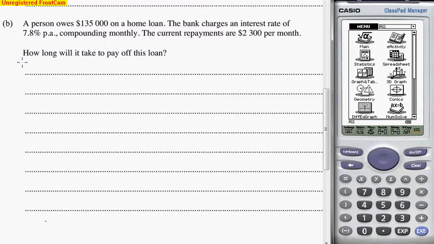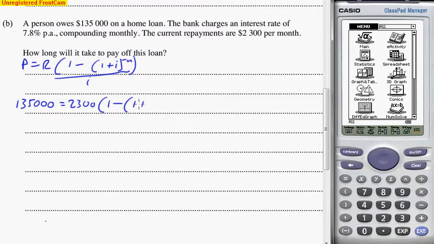Here we go. Firstly, let's use the annuity in arrears equation, which is that P equals R into 1 minus 1 plus I to the negative n all over I. Now, P is the principal that you owe, and that's 135,000. And that equals R, which is 2,300 a month, times 1 minus 1 plus. Now I'll just have to do a little calculation over here for I. I is equal to 7.8.